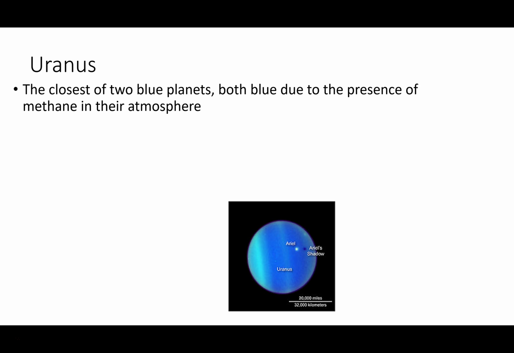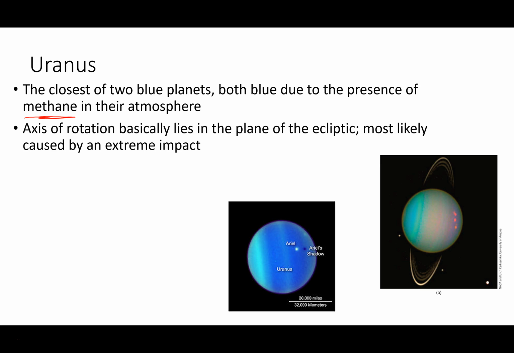So after Jupiter and Saturn, they're kind of similar color because they have similar chemistry. And then we have Uranus and Neptune, they're similar in color. We have our blue guys. So they are both blue due to the presence of methane in their atmosphere. Uranus, though, oftentimes you'll see it drawn like this, and I'm going to draw in its axis of rotation. Notice that its axis of rotation basically lies in the plane of the ecliptic, so it has these weird sort of crazy seasons.